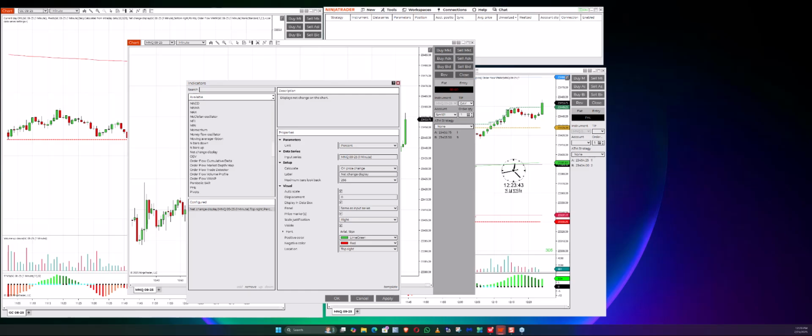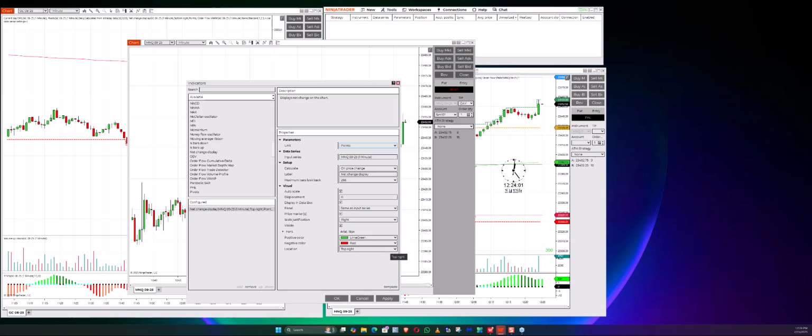Double click it, so it shows up under configured. It has a unit of measurement. Most of the time it's going to be either on points or ticks. I'm going to put it on points because the MNQ is calculated in points. And the location of the indicator, I want it to be the bottom right of my chart. So I just click bottom right, location, apply it, and okay it.